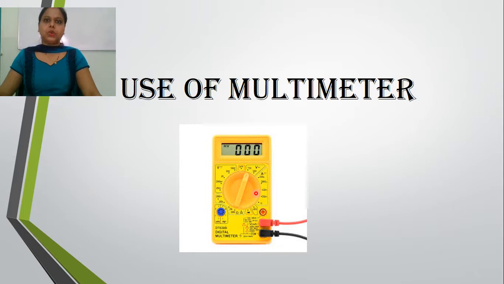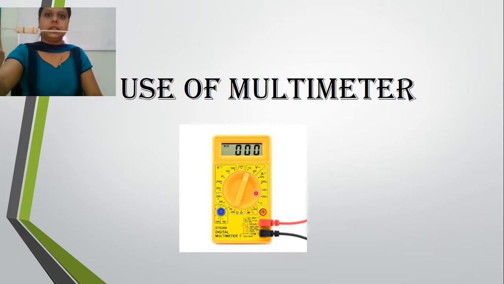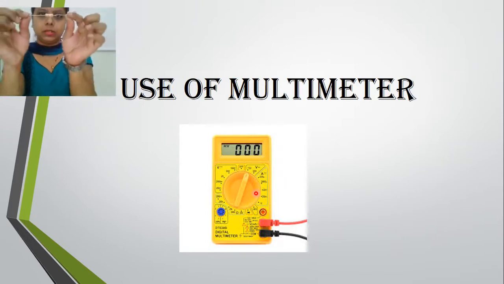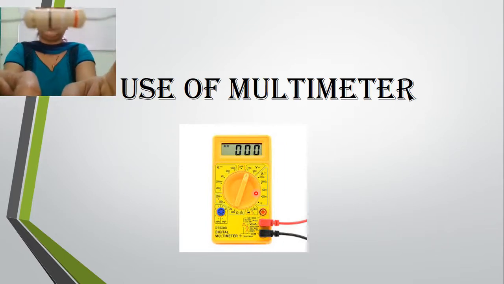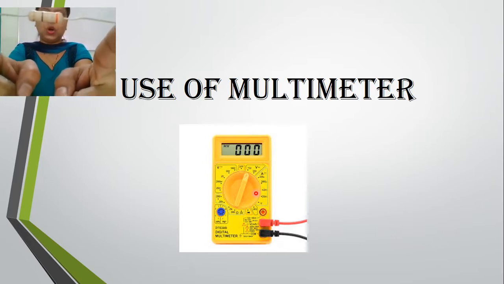Firstly, we must know what components we are going to use. This is the multimeter. This is the resistor. You can see this resistor has two terminals. This resistor does not have any positive or negative terminal. It is simply a resistor having colorful bands on it.